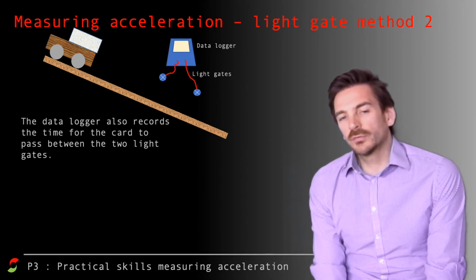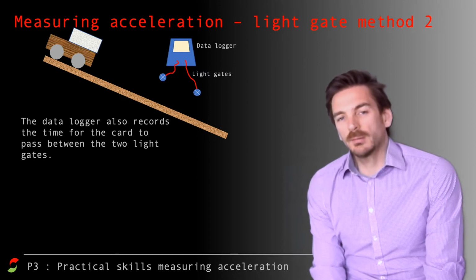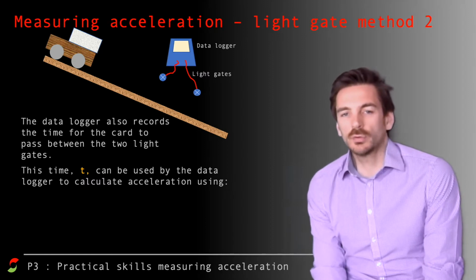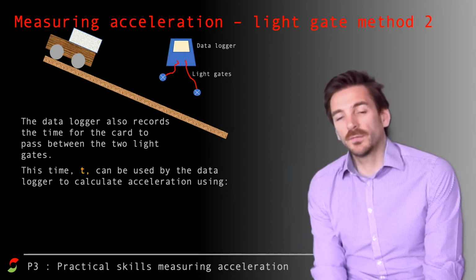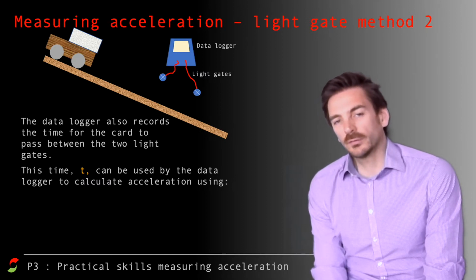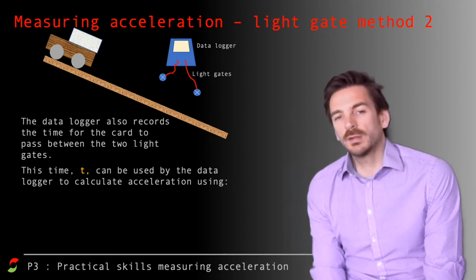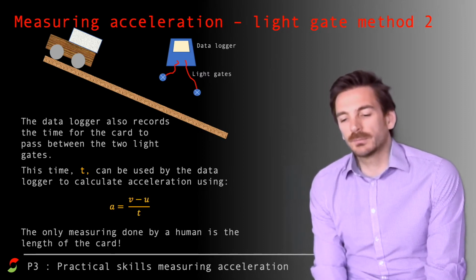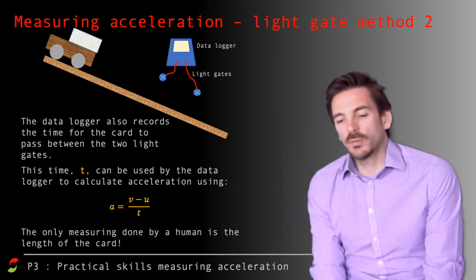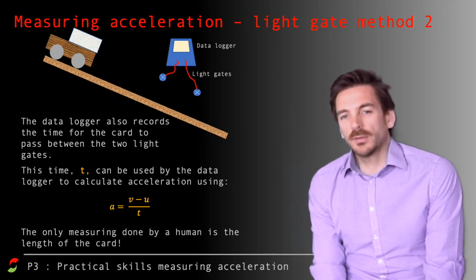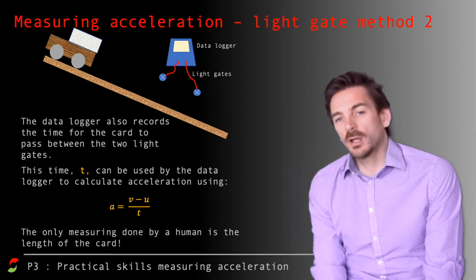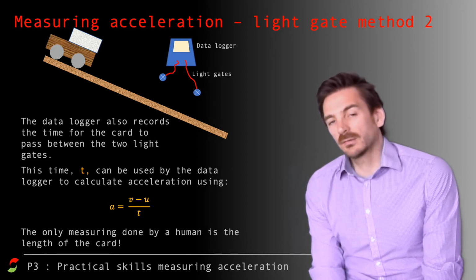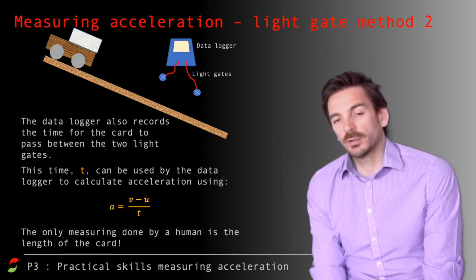And the data logger also records the time between the two light gates. And what that means is we've got time recorded, we've also got the final velocity recorded, and we've also got the initial velocity recorded, and all of that is held within the data logger. The user doesn't need to do any calculations, but the data logger calculates the acceleration using that equation. And because the only thing that the user has measured is the length of the card, that actually is a very accurate way of calculating the acceleration of the trolley.